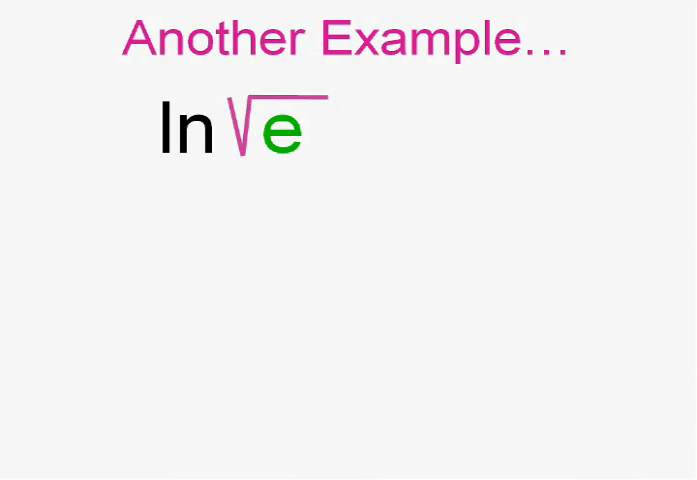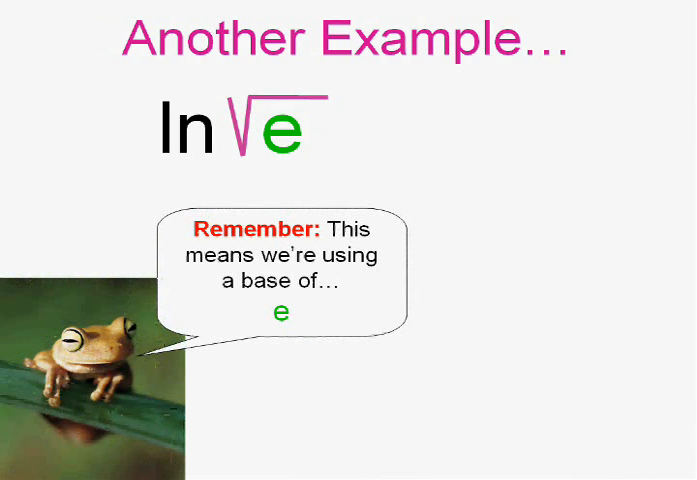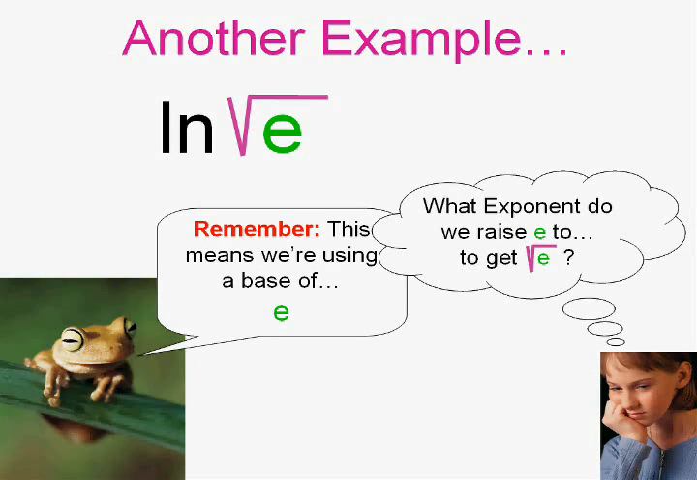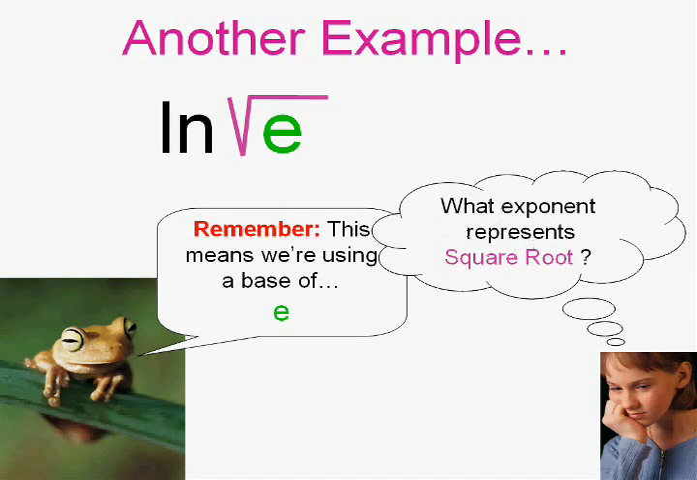Now, what do we have to raise e to get the square root of e? A little bit more difficult, but remember, we're still using a base of e, even though it's not listed. We know it's e because it's the natural logarithm, the ln. What exponent do we have to raise e to get the square root of e? Remember this exponent for the square root? You remembered. It's a half.